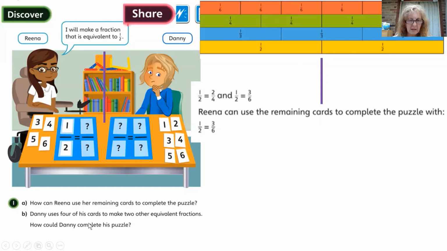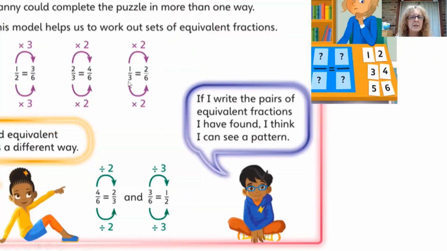Right, now let's look at Danny's problem. Danny uses 4 of his cards to make 2 equivalent fractions. How could Danny complete his puzzle? He's got 1, 2, 3, 4, 5, 6. Let's have a look what we can find out for Danny. There's more than one way of solving fraction problems, as you know, and he has used his multiplication tables to help him solve his. So if we've got half there, if we times 1 by 3, we get 3, and if we times the 2 by 3, we get 6. So half is the same as 3 6.